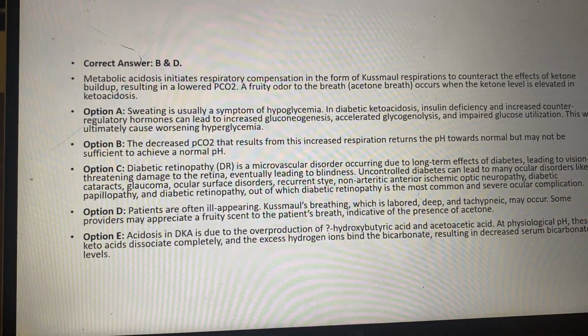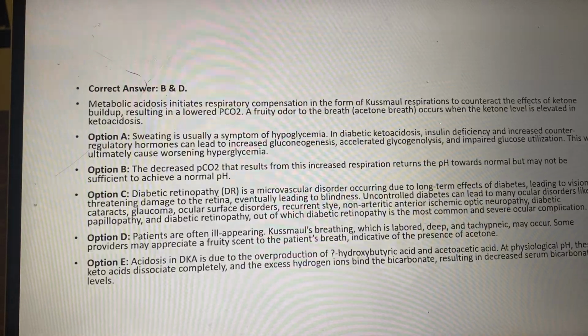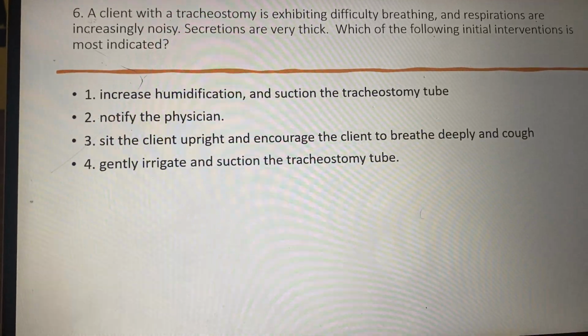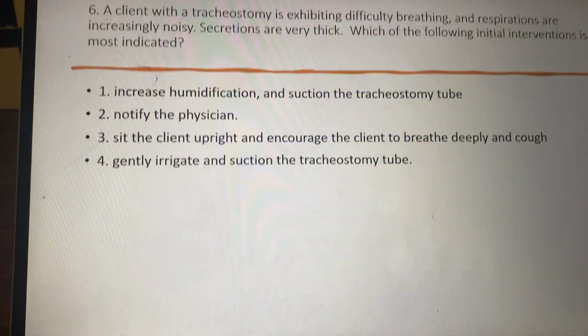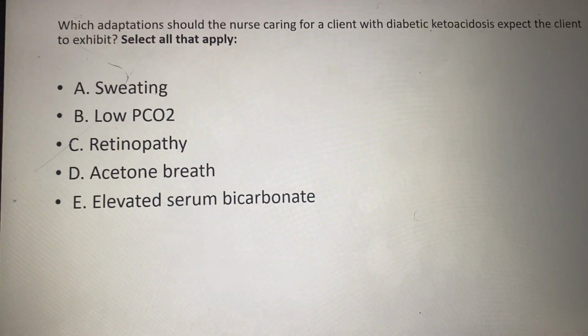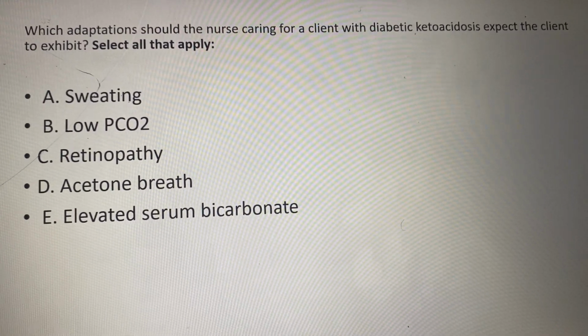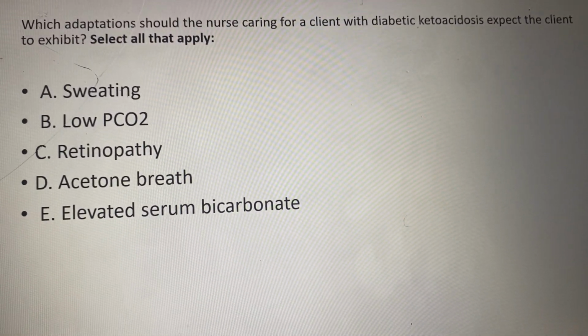So again, remember, here's the thing, you know more than you think you know. You can do this. You have the ability to really figure out what these questions are. And let me get back to that question. There you go. So this is a great question. Select all that apply. Diabetes, as you know, millions of people have it. You want to know about it.